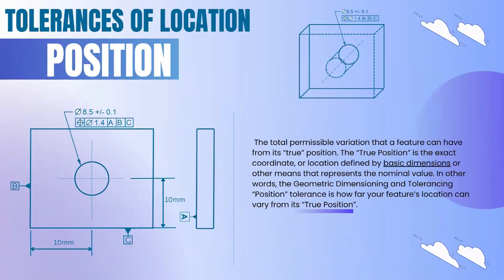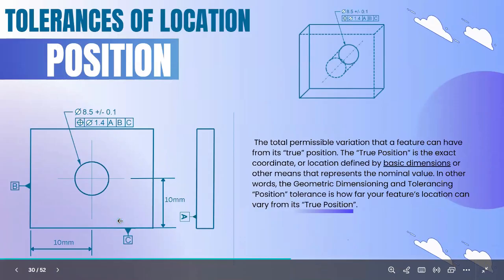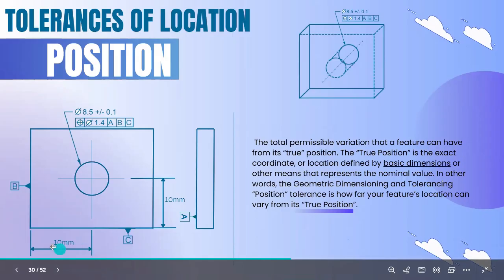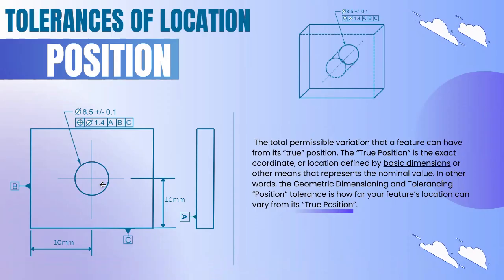The basic definition of position is the total permissible variation that a feature can have from its true position, that is the exact coordinate defined by basic dimension or other means that represent a nominal value. In other words, in geometric dimensioning and tolerancing, position is how far the feature location can vary from its true exact theoretical position. With respect to the coordinates, we are going to check whether this hole is located correctly or not. That is the basic concept of position.